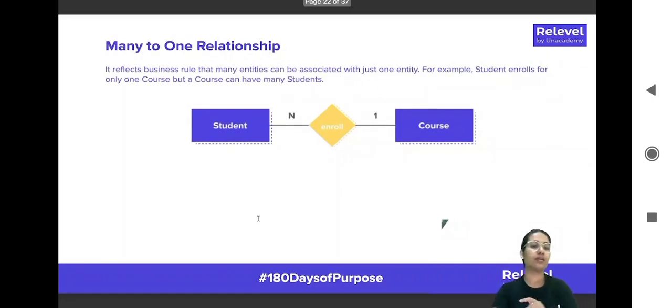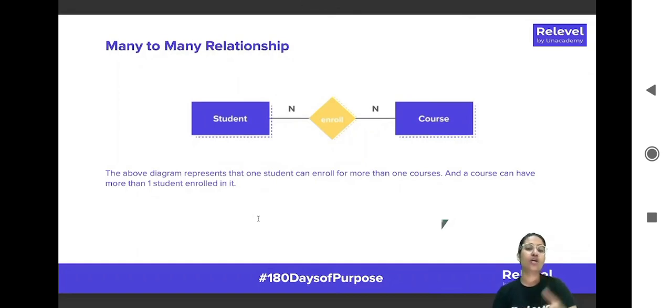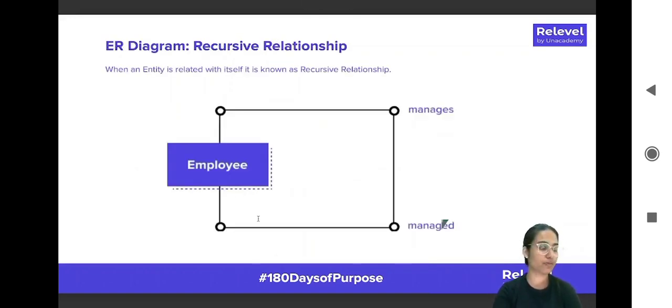Many-to-one: students can enroll for just one course, but the course will have many students. Many-to-many: students can enroll for multiple courses, and all courses will have more than one student enrolled in them. That is many-to-many. So this is about binary relationships.